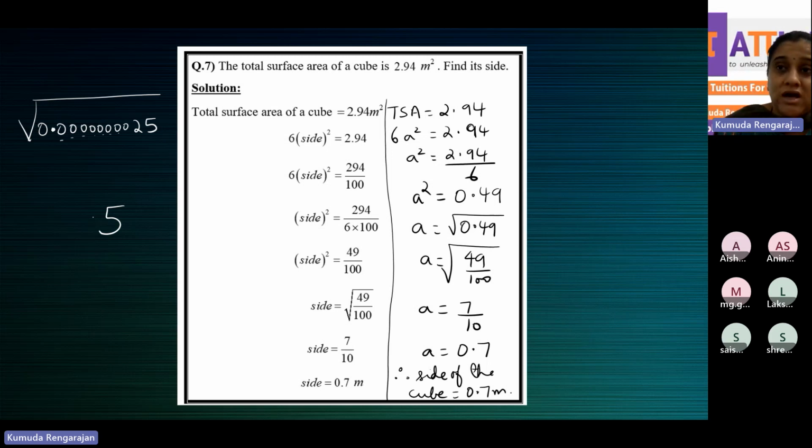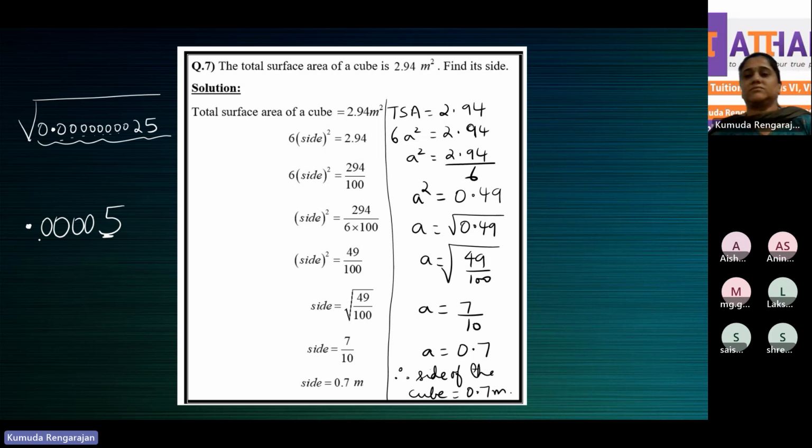Then in the square root, after the decimal point, there'll be only 5 digits. Half the number. This one is a square number. Its square root, the square root of 25, is 5. And since the square number has 10 decimal places, its square root will have only 5 decimal places. That means after the decimal point, there'll be only 5 digits: 1, 2, 3, 4, and 5. So this is the square root.